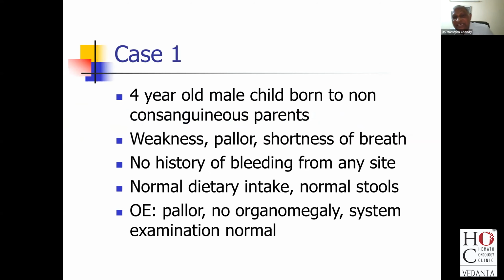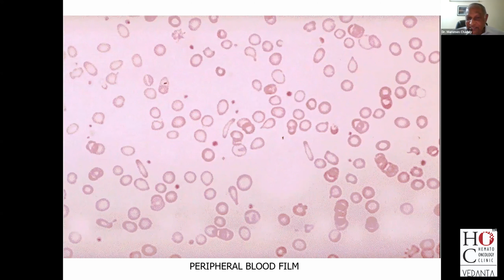Okay, here goes, right? 4-year-old male child born to non-consanguineous parents, weakness, pallor, shortness of breath, no bleeding from any side, normal dietary intake, normal stools. Examination: he's pale, there's no organomegaly, systemic examination is normal, right? This is his peripheral smear. What's your diagnosis? Iron deficiency anemia, right?